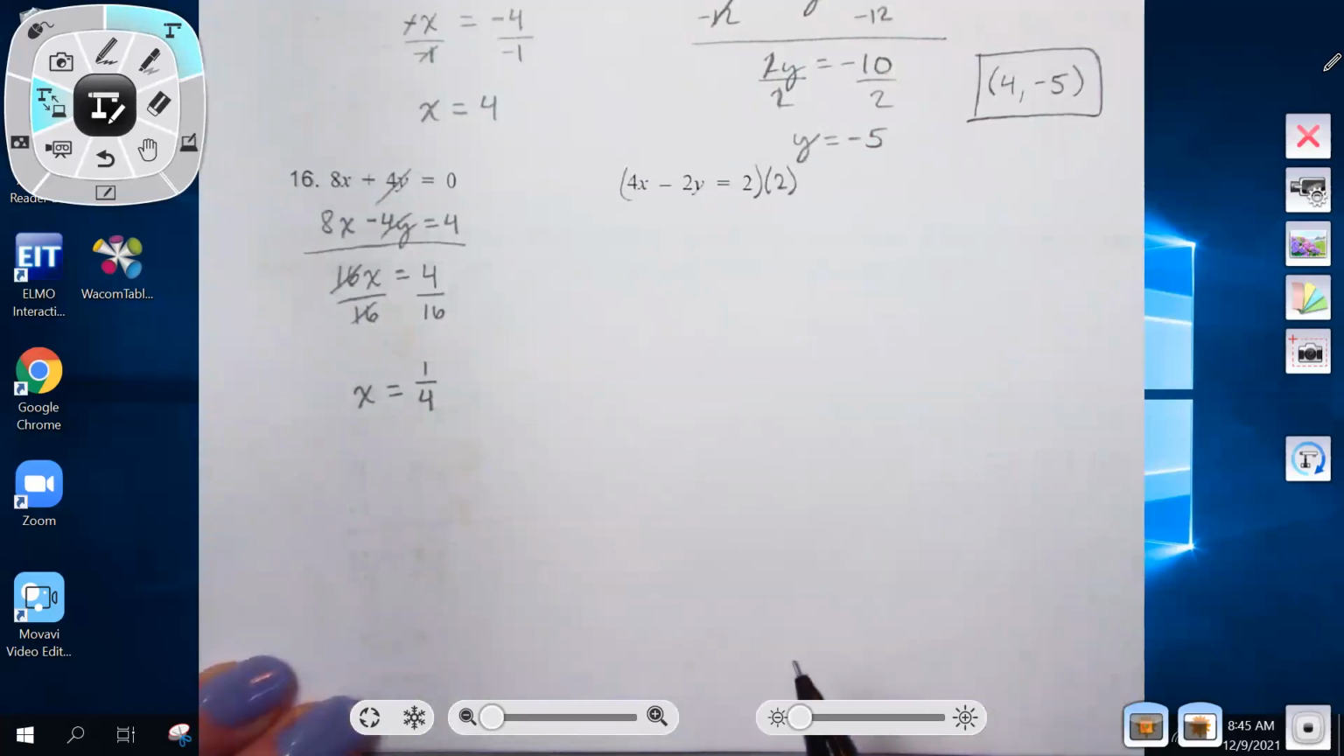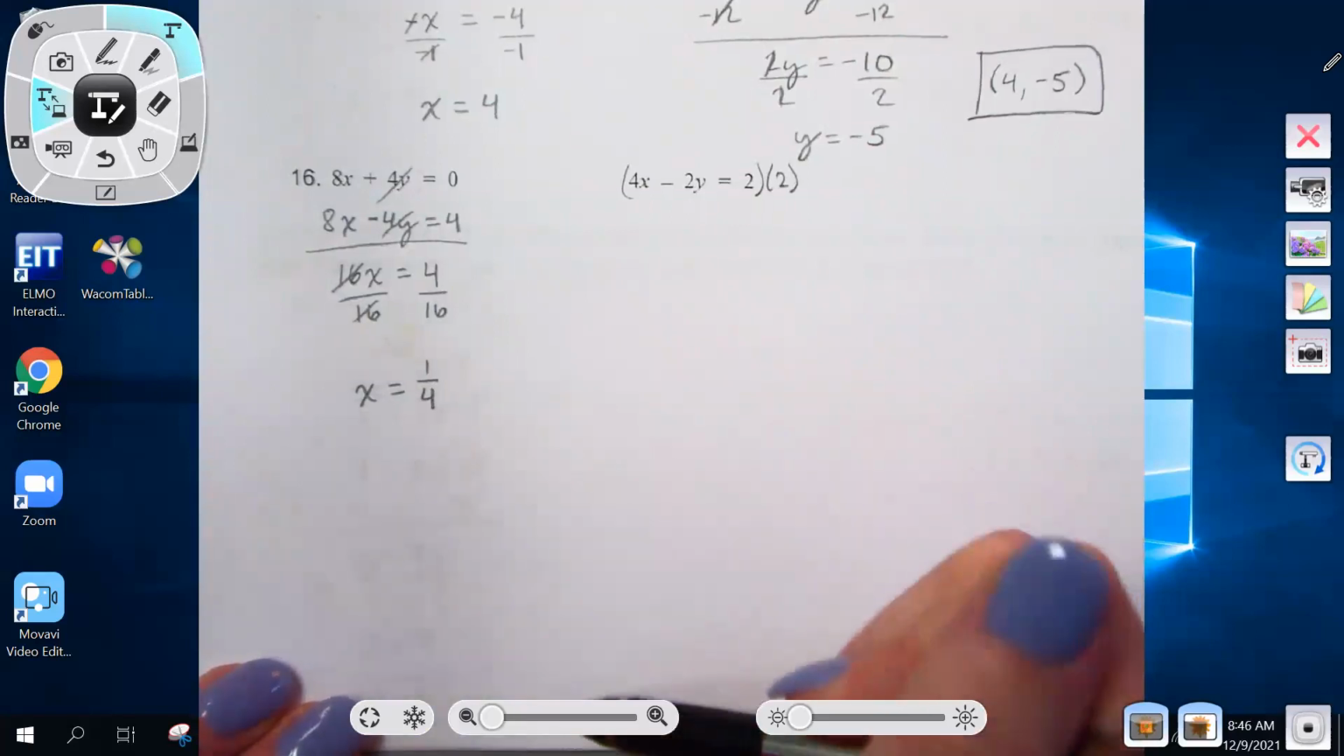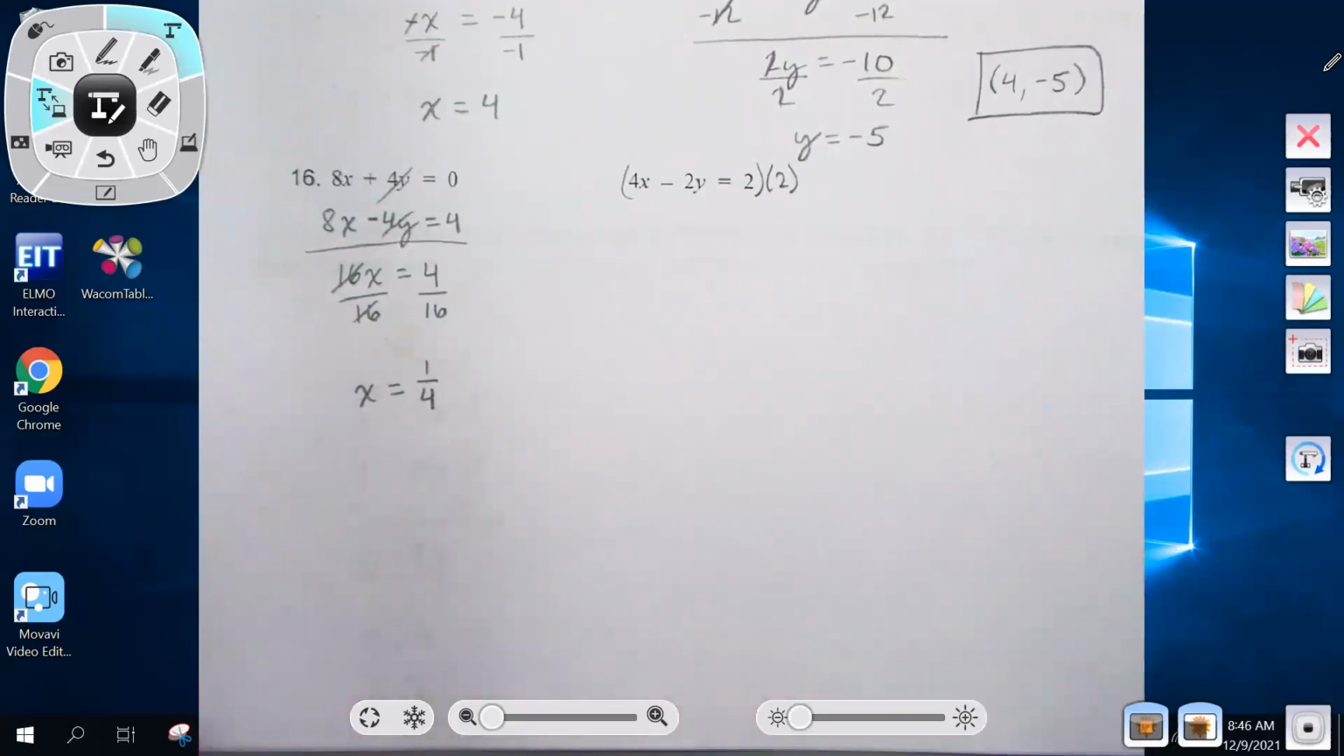Basically, what I'm saying is, as long as you've done the work correctly and your answer is in a different form than what I have, I probably won't count off. I'm looking to make sure you know how to get to that point.